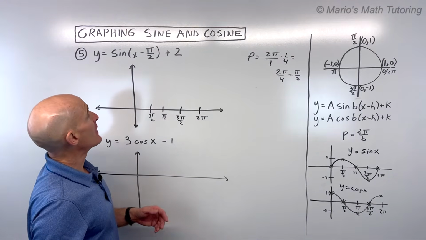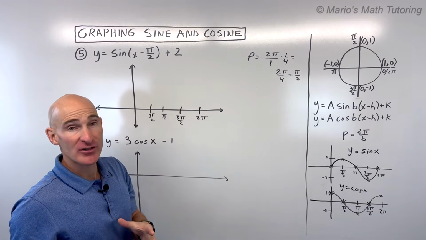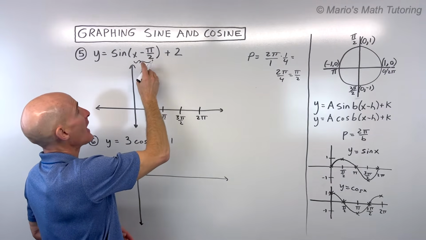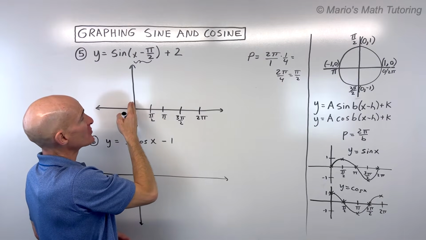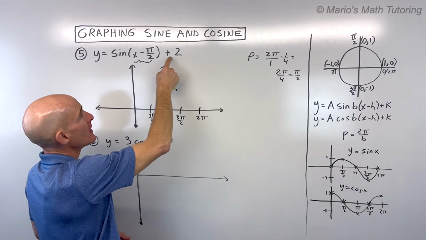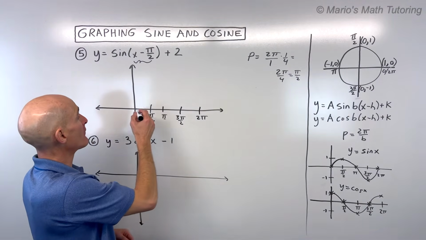Now in this case, it looks like we've got some translations happening here. Remember, when you add or subtract, that's going to shift the graph. But remember, whatever is grouped with the x has the opposite effect. So minus pi over 2 is actually going to shift the graph right pi over 2. Remember, it has the opposite effect, so plus pi over 2. The plus 2, that's going to be a vertical shift. It has the same effect. That's going to shift the graph up 2.